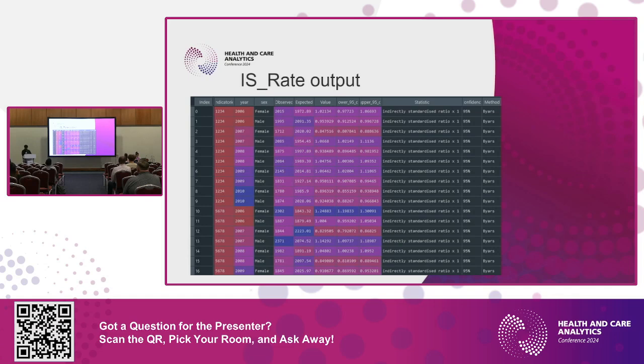Here we have the output. The IS rate function is displayed. The output includes standardized rate, confidence intervals, and other relevant statistical measures. The clear and comprehensive output helps users quickly interpret the results and draw meaningful conclusions. By automating these calculations, the PH-Stats method package significantly reduces time and effort needed for complex statistical analysis, allowing public health professionals to focus more on application and less on computation.